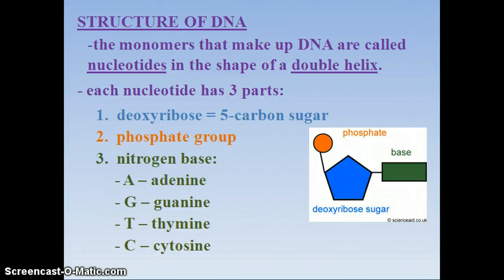Nucleotides have three parts to them. We have the sugar, which looks like a little house here. We have the phosphate, which looks like a chimney or a balloon coming off of it. And we have the base here. There are four bases that DNA has. That is adenine, guanine, cytosine, and thymine.